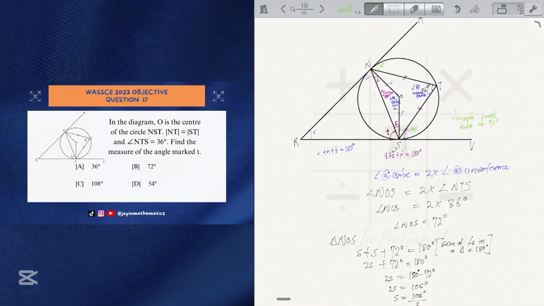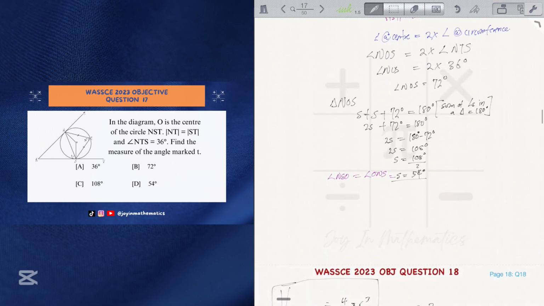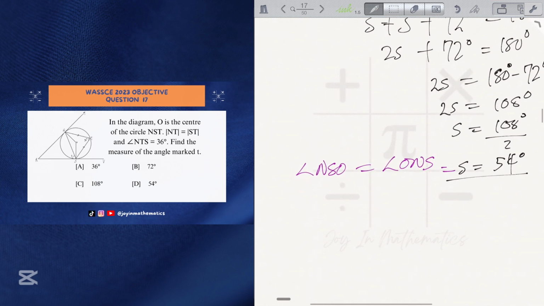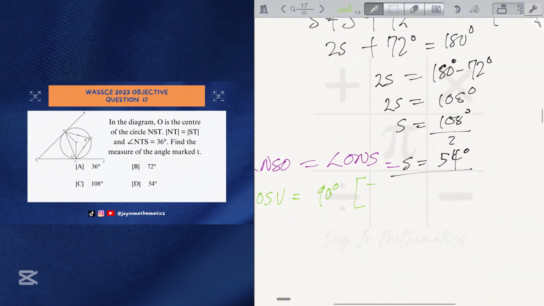So we are saying that angle OSV is equal to 90 degrees. So angle OSV is equal to 90 degrees. The reason is tangent meets radius at 90 degrees.